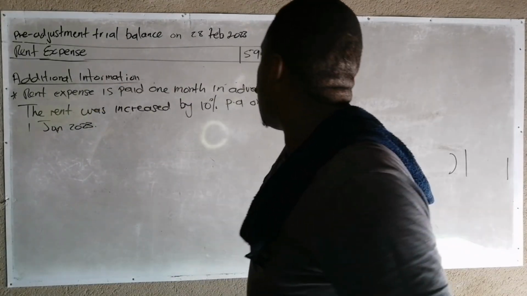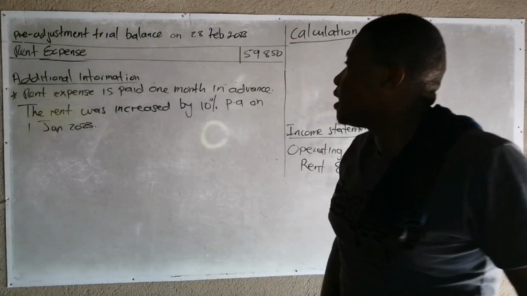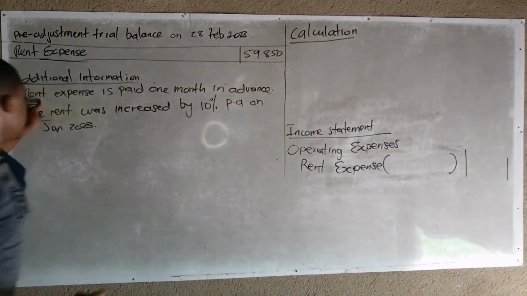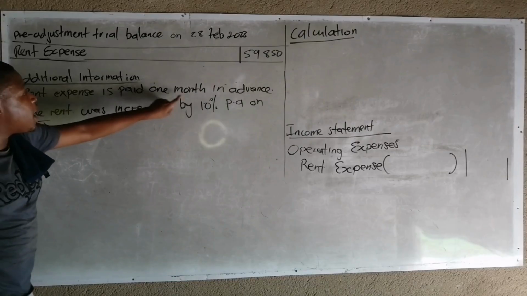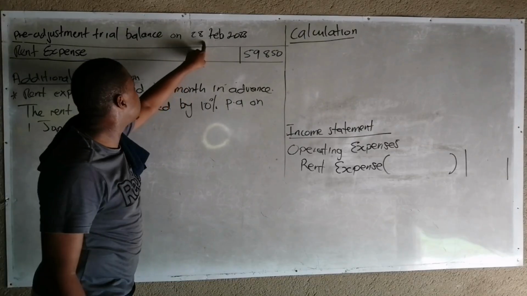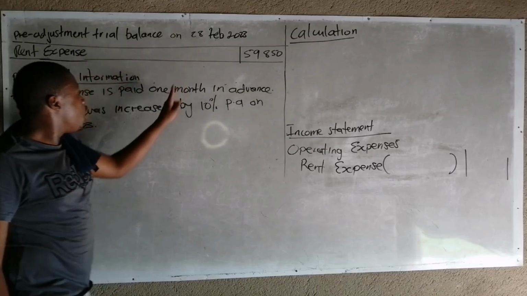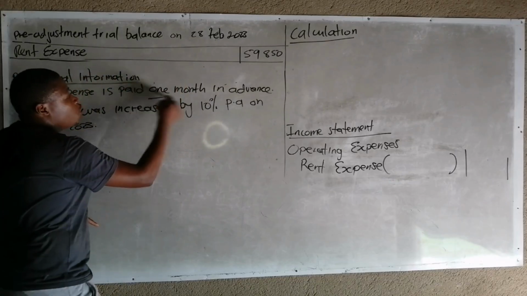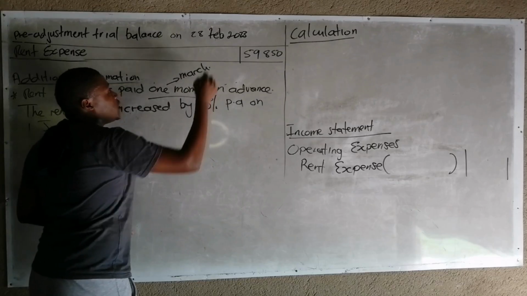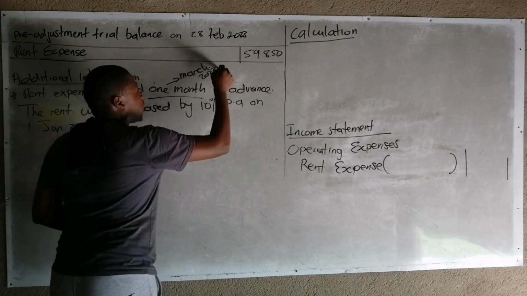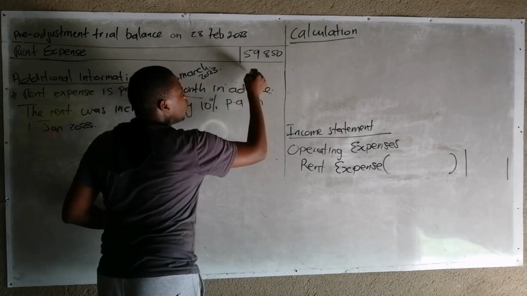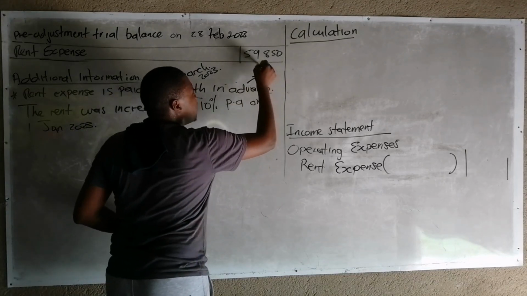Rent expense amount we were given is 59,850. Additional information says rent expense is paid 1 month in advance, and as you can see here, our financial year ends 28 February 2023. So if they say 1 month in advance, this means March 2023.